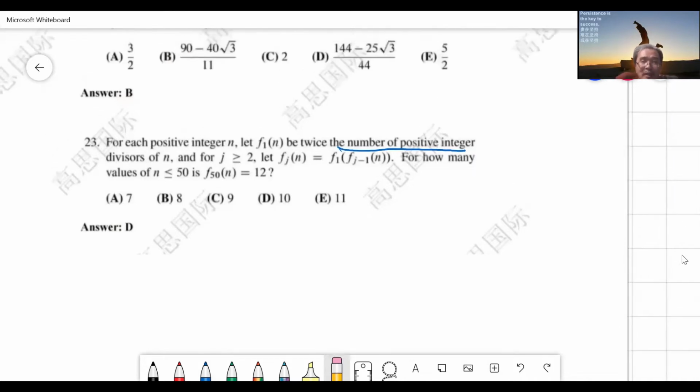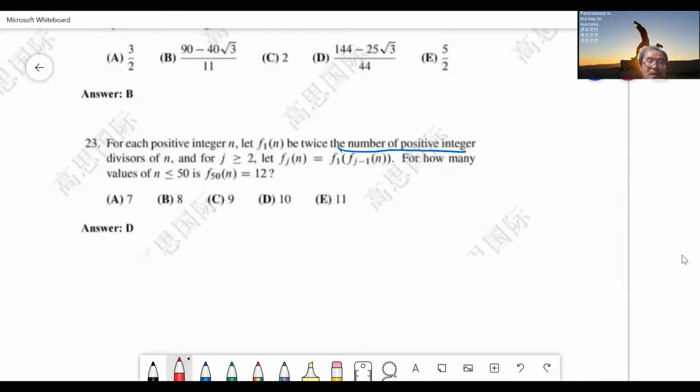The next one, we're going to look at what the function f1 of n is. Let's give an example, say 9. That's twice the number of divisors of 9. So we find how many divisors 9 has. 9 equals 3 to the power 2, which is 2 plus 1, so 3 divisors. So this is going to be 2 times 3. So f1 of 9 is 6.